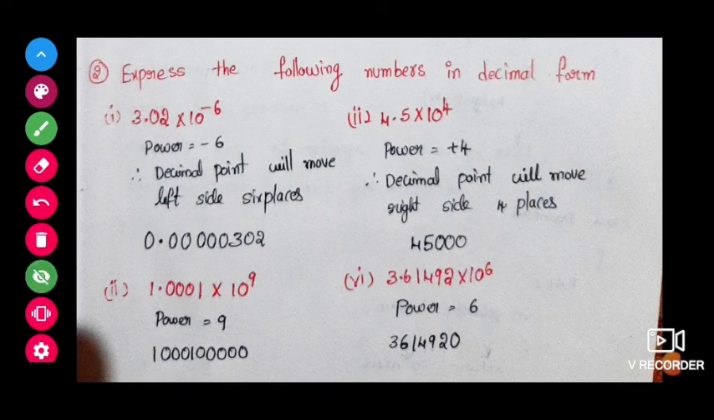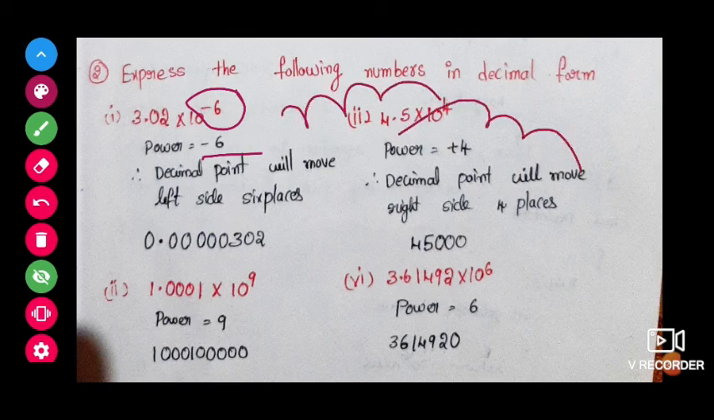Next, express the following numbers in decimal form. Here we converted the decimal form to the standard form. In the same way, here we have to convert the standard form to the decimal form. First one, 3.02 into 10 to the power minus 6. First, check whether the power is positive or negative. Now if you see, the power is minus 6 and it is negative. Whenever we have a negative, earlier we moved to the right.